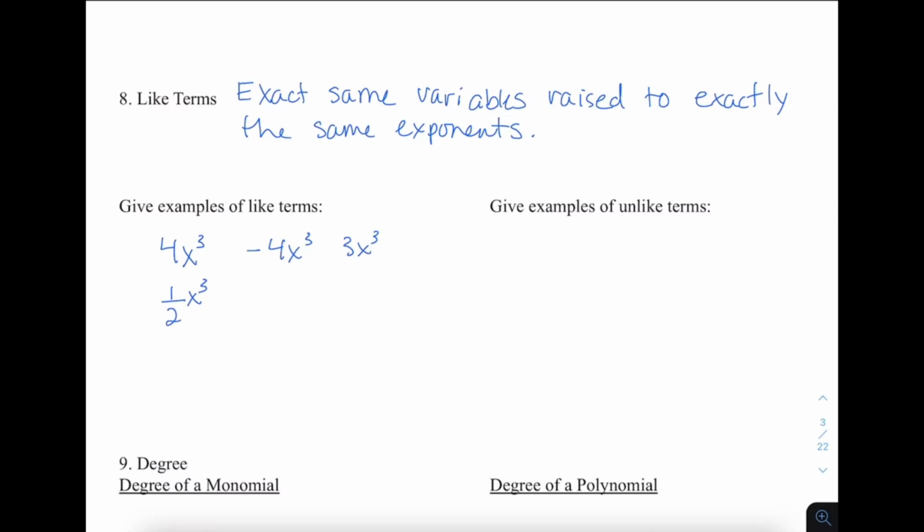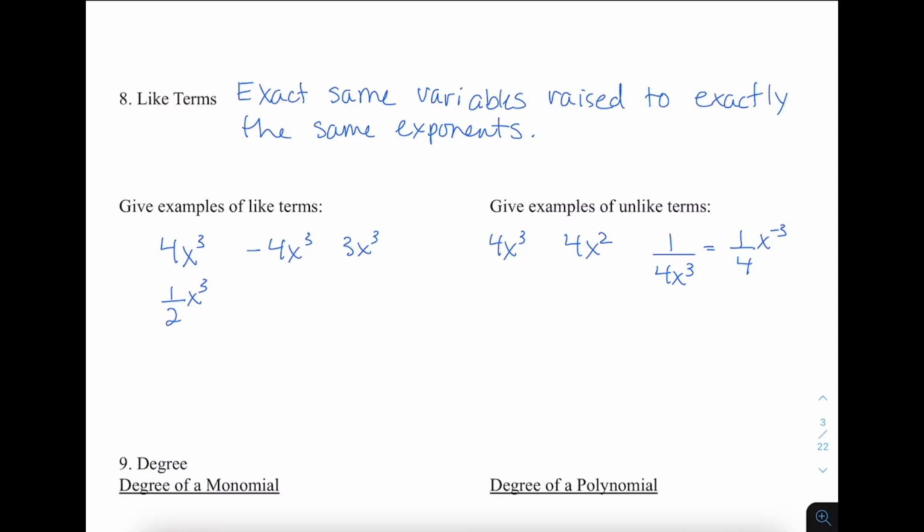For unlike terms, let's say again I start with 4x³. Well, something like 4x squared is not a like term. Or if I had 1 over 4x³, that's not a like term, because as we learned last time, this would actually be 1/4 x to the negative 3. That's what we learned last unit.